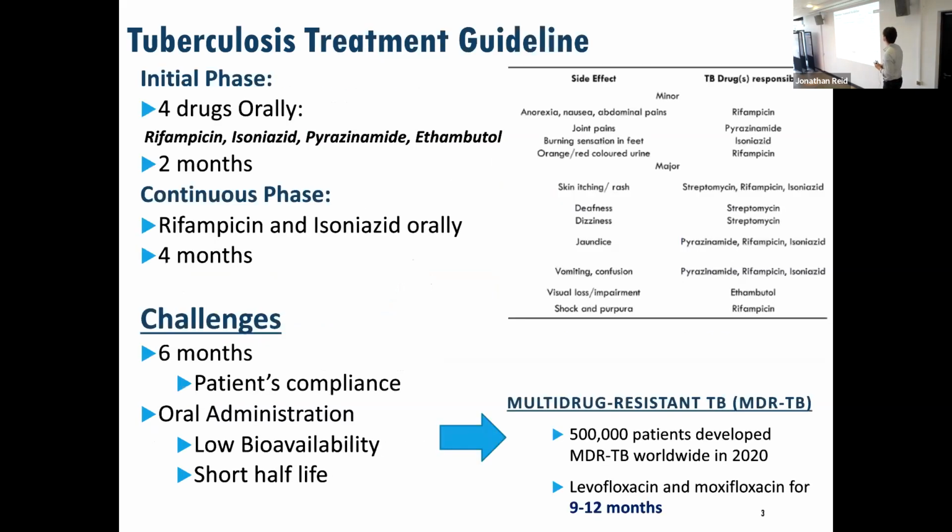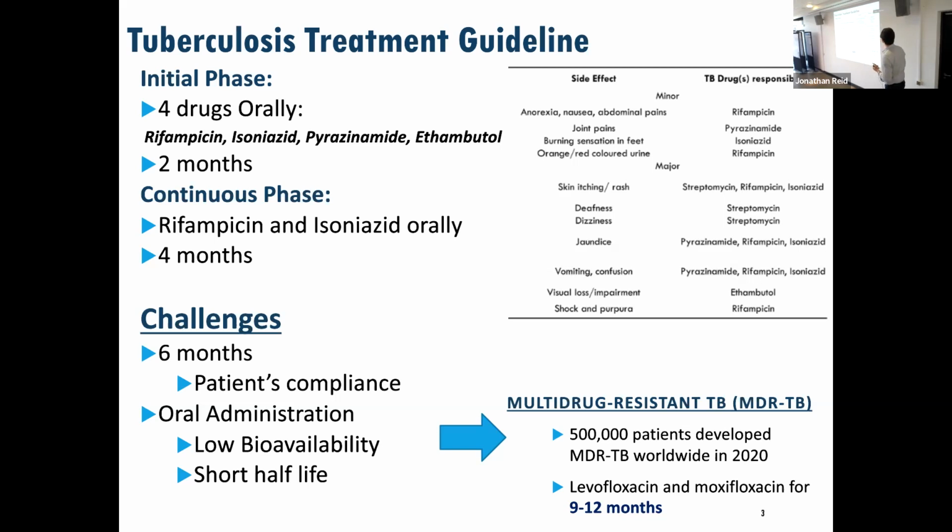Currently, TB is treated by an initial phase of 4 drugs to be given orally for a period of 2 months, then a continuous phase of 2 drugs orally as well for another 4 months. There are 2 challenges for this. The first one is that these drugs are given orally, because these drugs have a very poor bioavailability and a very short elimination rate, which means that these drugs will be eliminated very quickly from the body, and we need a lot more doses to be given in order for these drugs to reach the site of infection.